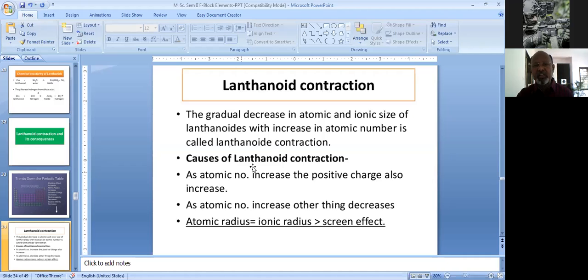Here, what are the consequences? As the atomic number increases, the positive charge also increases. That means the tendency to lose electron also decreases. So lanthanum is most basic, lutetium least basic. As atomic number increases, other things decrease. That means atomic radius decreases, ionic radius also decreases. This is on account of the decrease in screening effect.